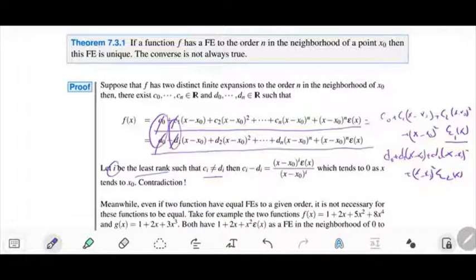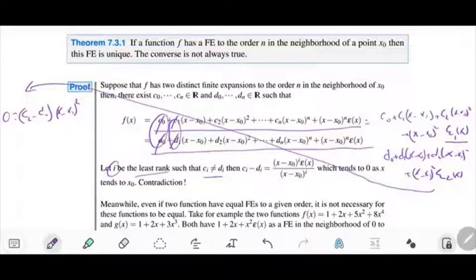Supposing that c2 and d2 are different, then if we calculate the difference of these two expansions, of course f of x is equal to f of x, so the difference should be 0. Then you will have 0 is equal to c2 minus d2 times (x minus x0) to the power 2, plus (x minus x0) to the power 2 times (epsilon 1 of x minus epsilon 2 of x).